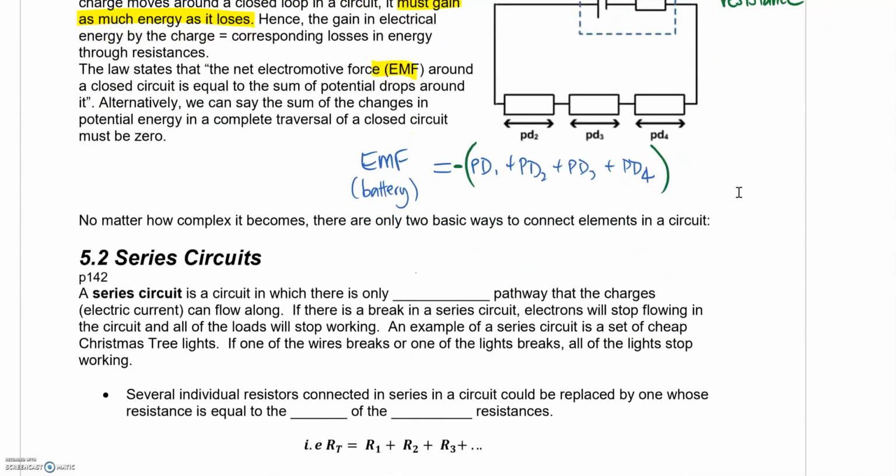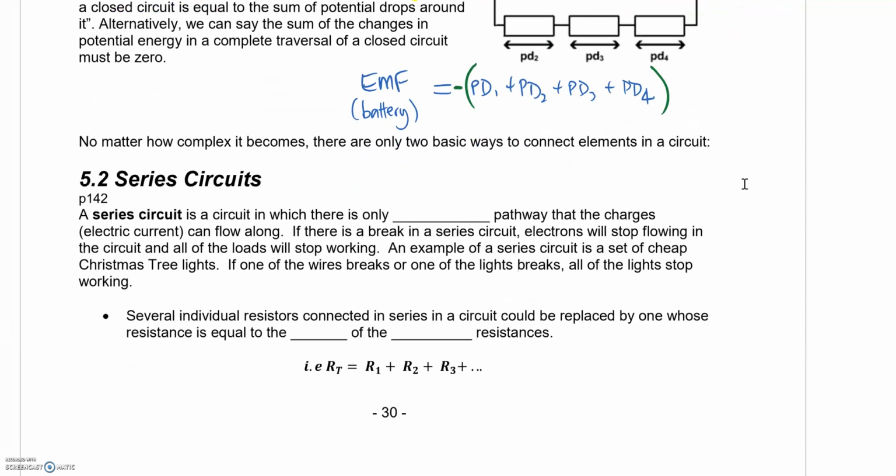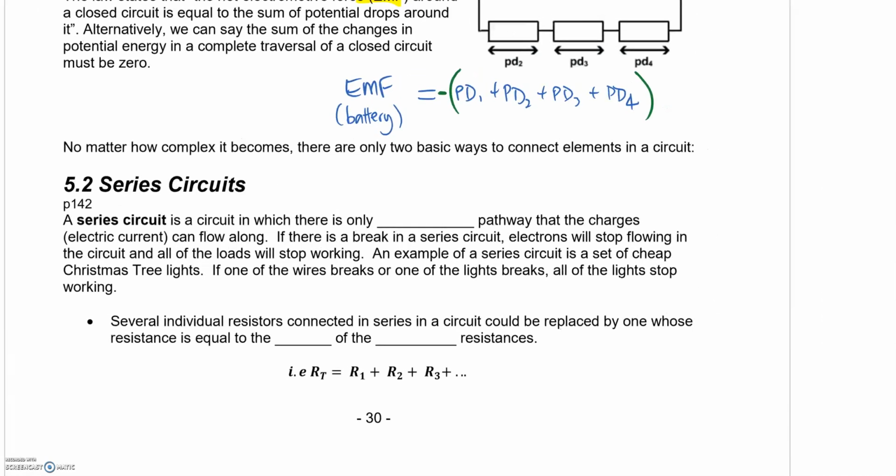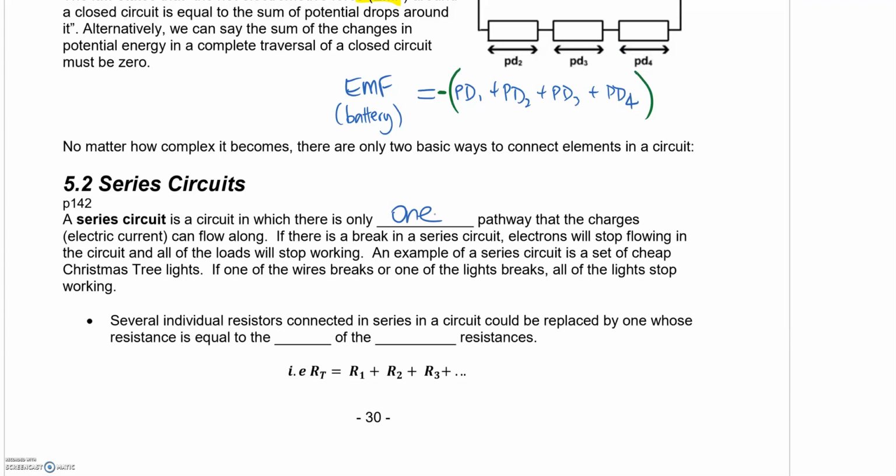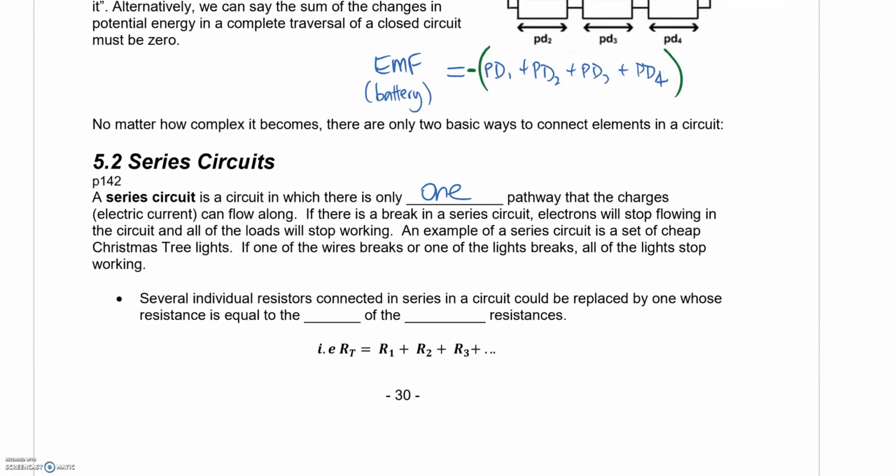So if we start with series circuits, pretty straightforward really. We've really sort of covered a bit of this before. A series circuit is a circuit where there is only, of course, one pathway that the charge can flow along. If there's a break, it'll stop working. That's called an open circuit, which a lot of you know all about.